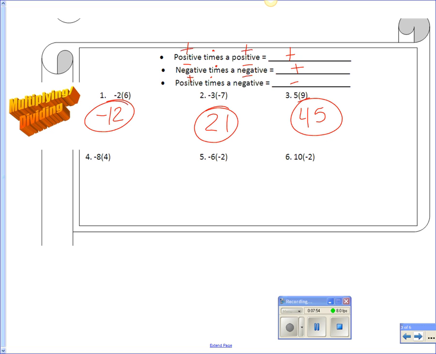All right, number 4, Molly, negative 8 times 4. Very good. Negative 32. Negative times positive is a negative. Okay. Mr. Hairston, negative 6 times negative 2. So positive or negative? Positive 12. Negative times a negative. Positive 12. Okay. And Odin, 10 times negative 2. Good. Positive times negative is a negative. Okay. Any questions on those? Okay.